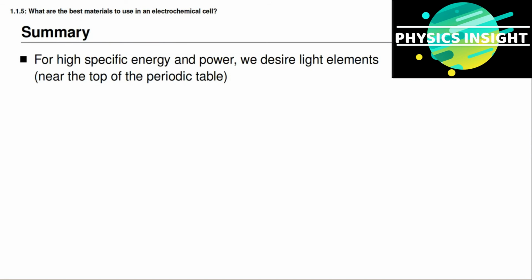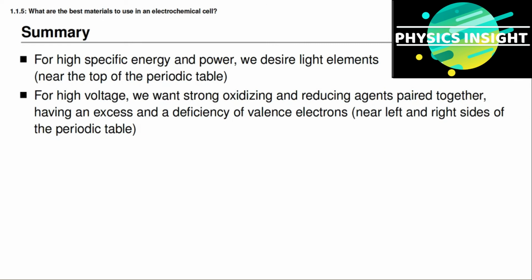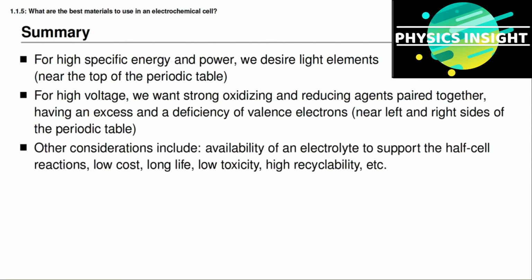So in summary, if we desire high specific energy and high specific power, then we desire light elements which come from near the top of the periodic table. If we desire high voltage, then we want to use strong oxidizing agents paired with a strong reducing agent so that one has an excess of valence electrons and the other has a small deficit of valence electrons, and that these match up together. Because of the strengths of the oxidizing and reducing natures, this will result in a cell that has high voltage. Of course, these are not the only considerations when we're designing a battery cell.